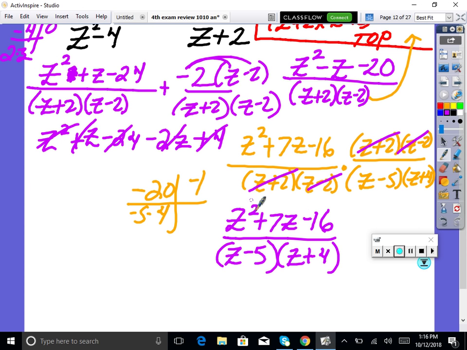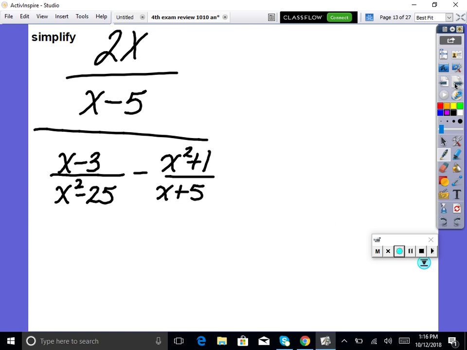So that would be our answer, because if the top doesn't factor, it won't divide out with anything on the bottom anymore. Okay, so once again, a complex fraction. The top is simplified. The bottom, though, needs a common denominator.